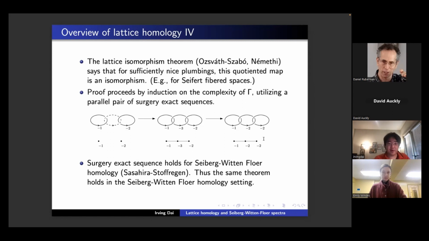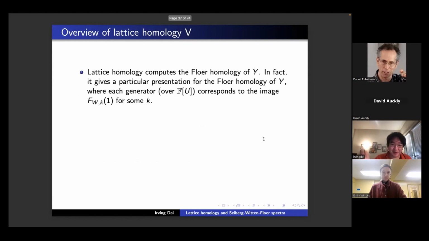Now again, Seiberg-Witten-Floer homology is not the thing that we want to compute. We want to compute the Seiberg-Witten-Floer homotopy type. Okay, so even though this is long delayed, we're coming to this now. Okay, but let me once again just stress what's happened here. Lattice homology is something that computes the Floer homology, however you want to mean that, Seiberg-Floer, monopole, or Seiberg-Witten-Floer homology of Y.